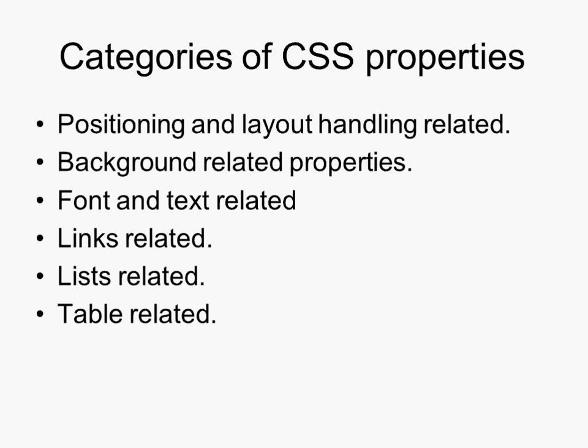Now, this is the classification of CSS properties. You can classify your CSS properties. One is positioning and layout, which we discussed yesterday, where you change the positioning and the display part, and the margin, padding, all those kinds of things. You want to style the box itself.